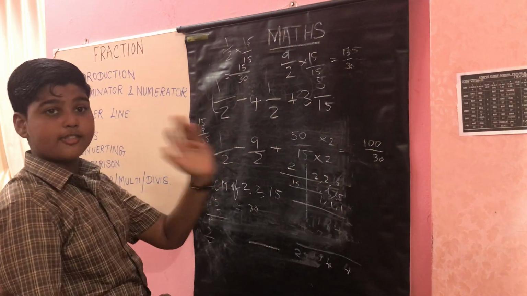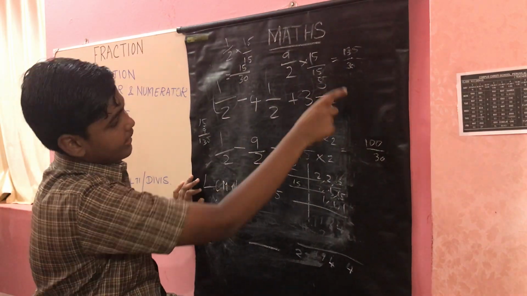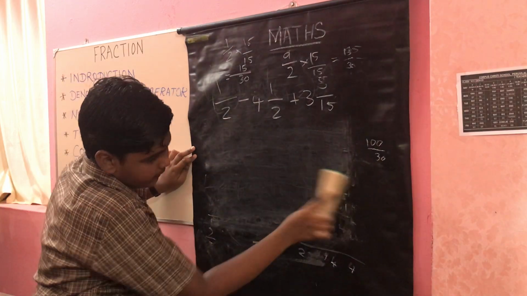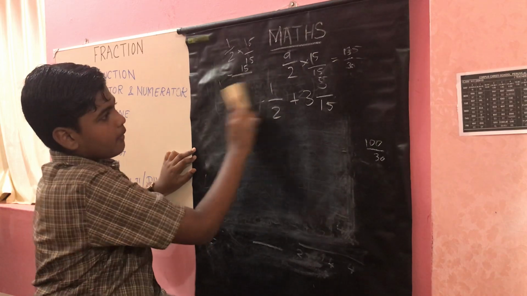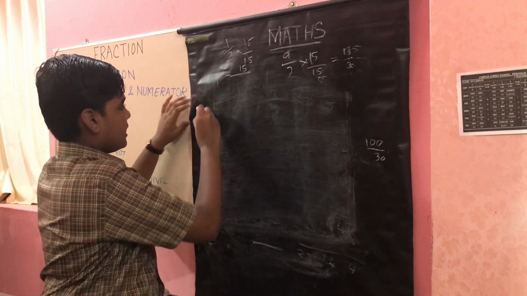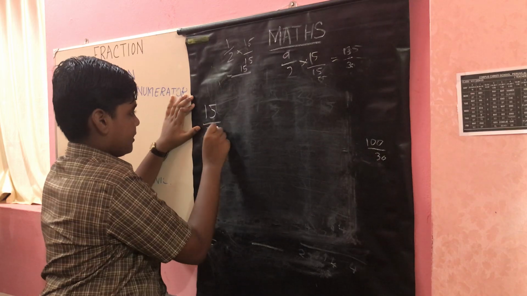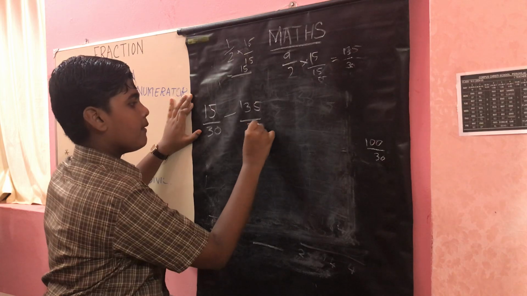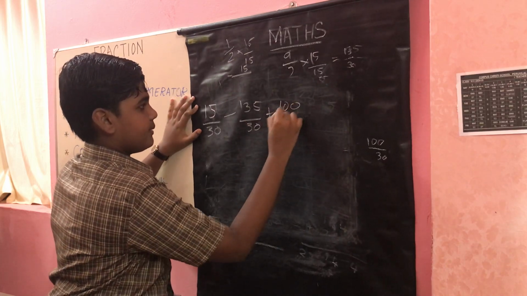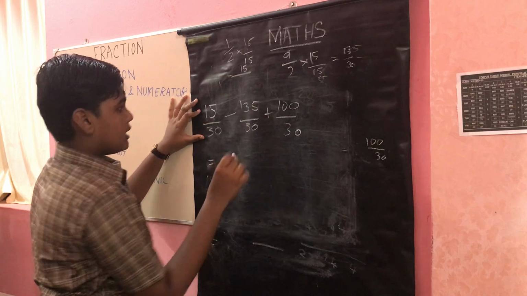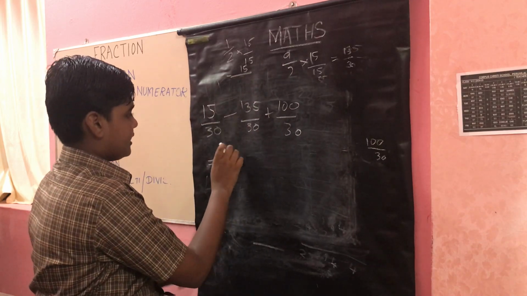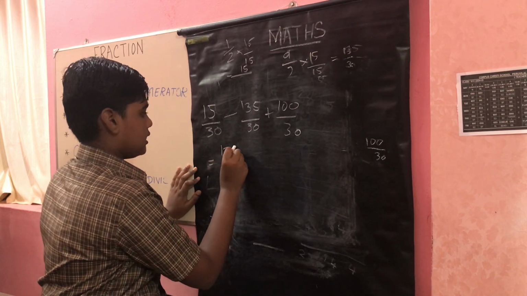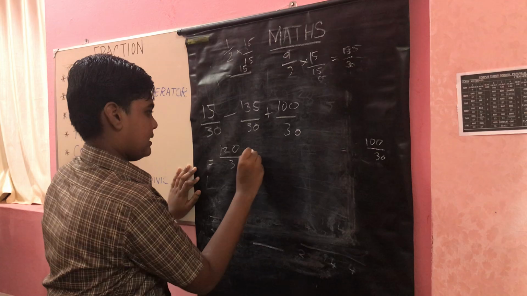So now we are going to solve these numbers. 15 by 30, 135 by 30 and 100 by 30. So what's the numbers? 15 by 30 minus 135 by 30 plus 100 by 30. Understood, friends? Okay, now let's do it. So 135 minus 15, we can do it in mental maths. It's 120. So this 120 by 30 plus 100 by 30.